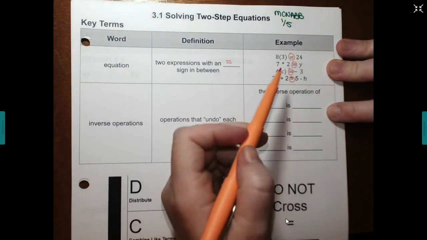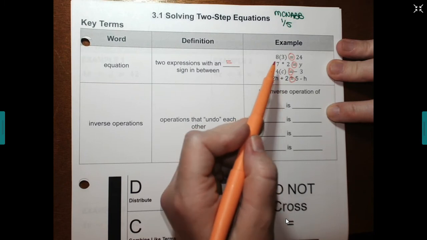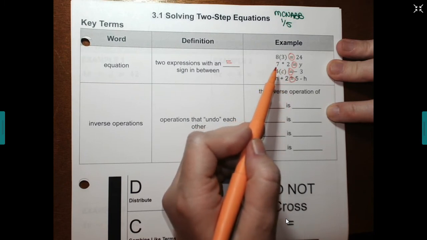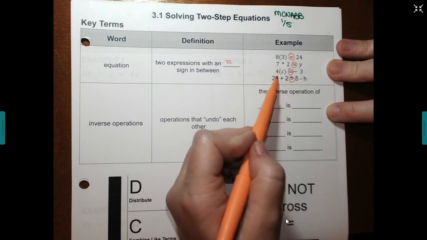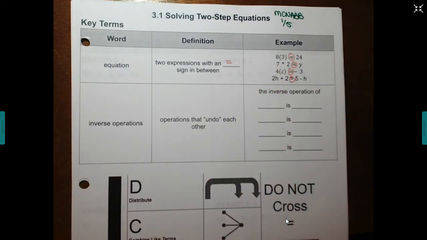And remember, we do have different ways that we can write multiplication. This means 8 times 3. This means 7 times 2. That one means 4 times C. And this means 2 times H. Go ahead and pause if you need to get your notes caught up.